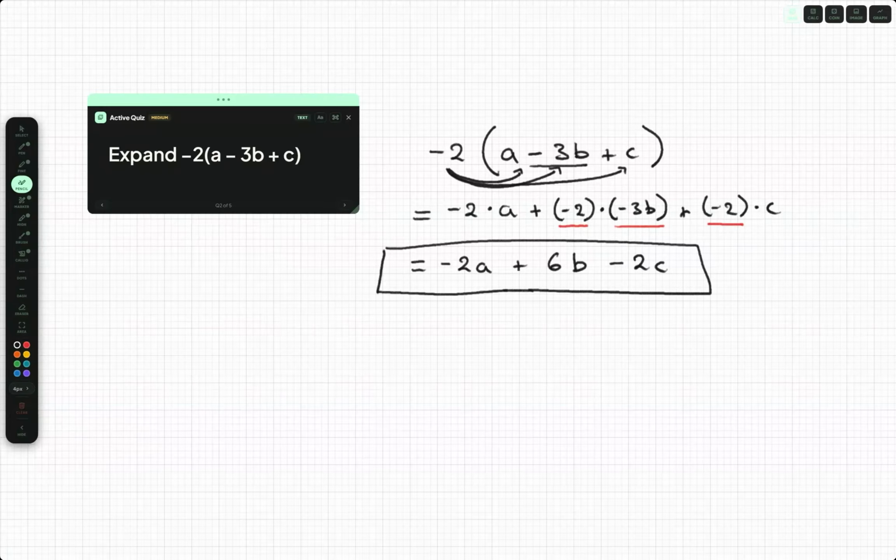Alright, so that's our answer there. You do not have to do this step right here, but it does help, especially when you're getting used to the working.